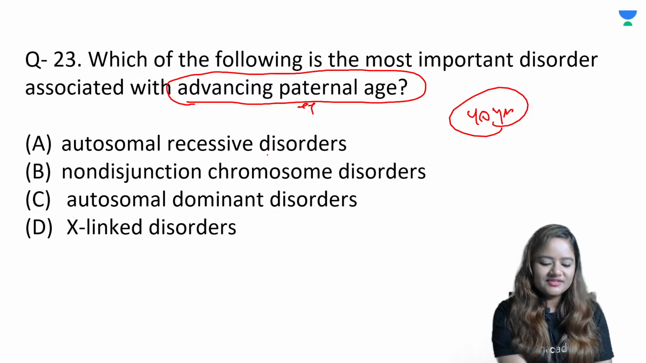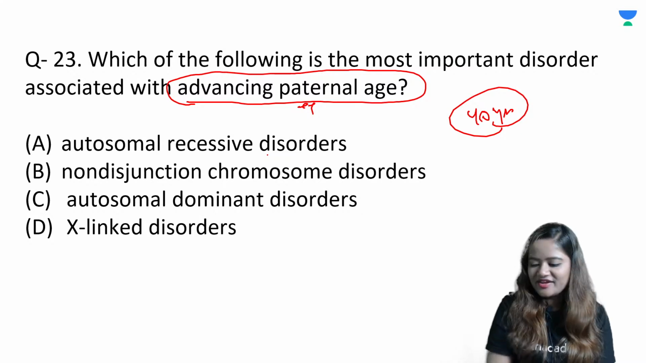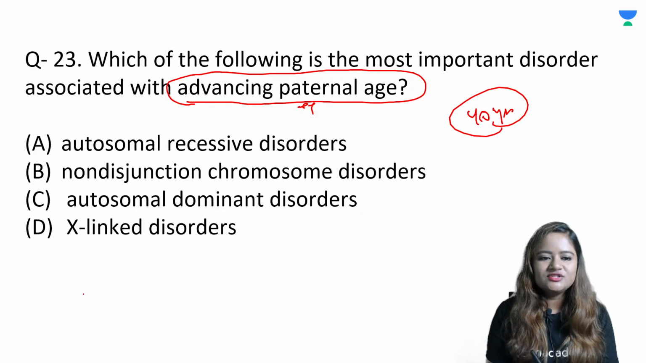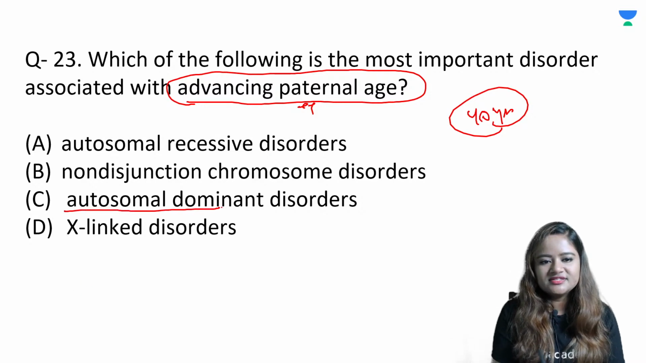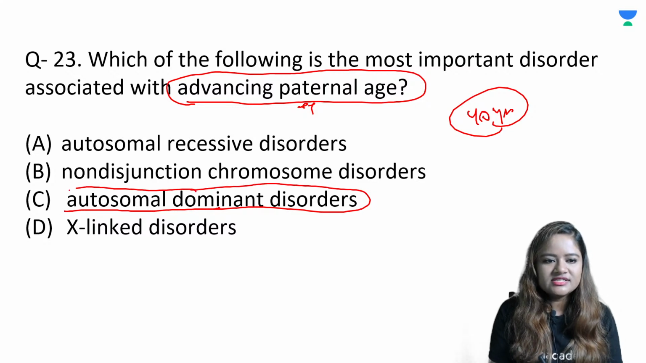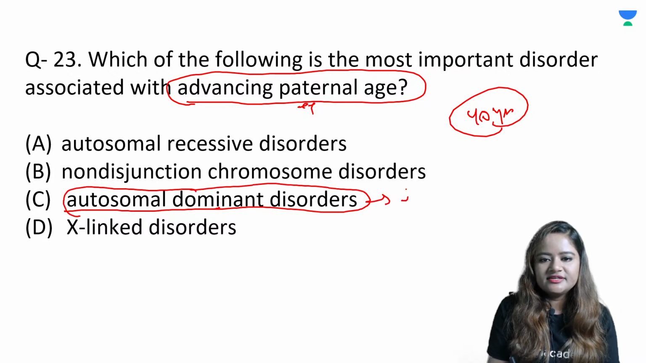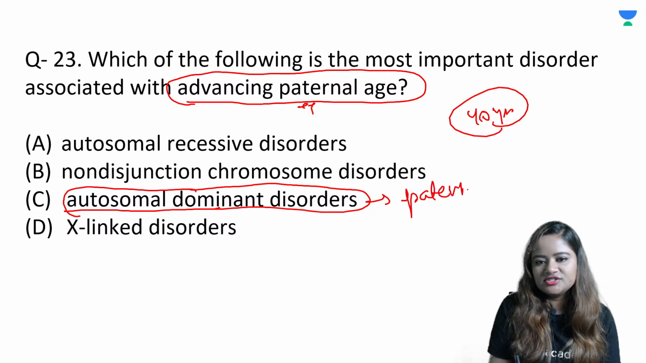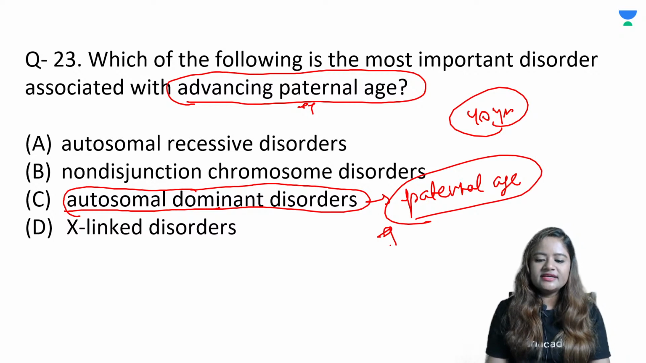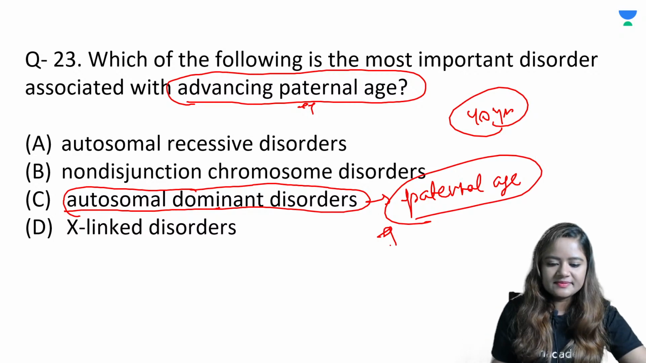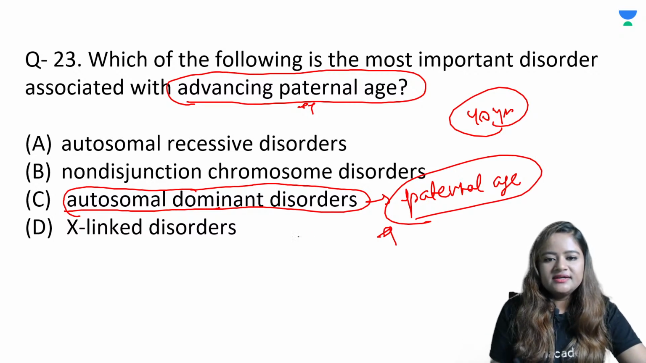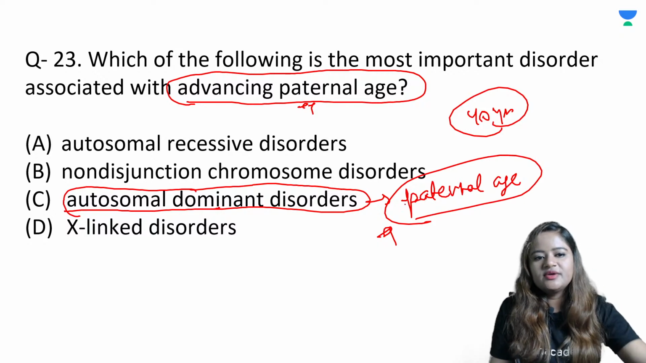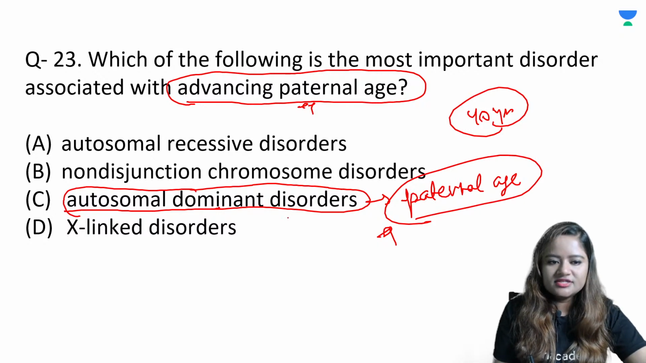So I have knowingly put this question so that you guys become aware of this. It is going to lead to autosomal dominant disorders. All the autosomal dominant disorders are most commonly inherited due to advanced paternal age. Please get your concepts clear over here. In maternal age, the problem of non-disjunction is the highest. But if there is advancing paternal age, you get all the autosomal dominant disorders.